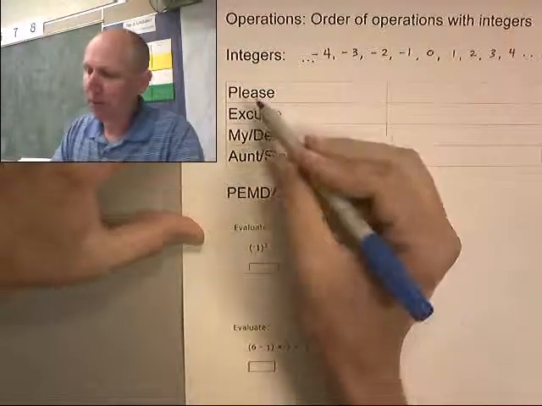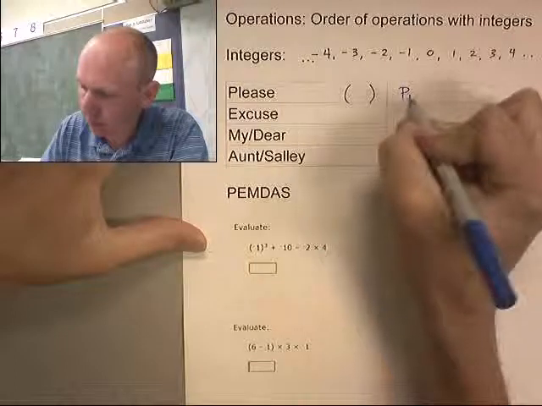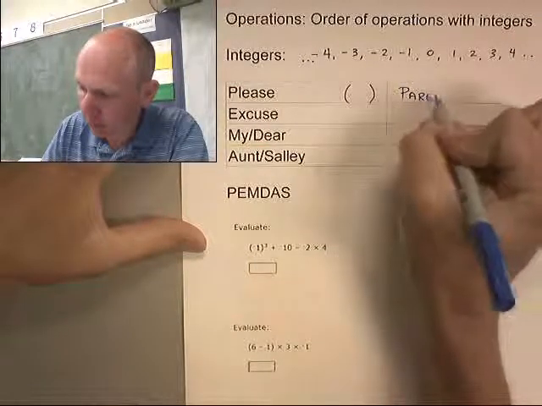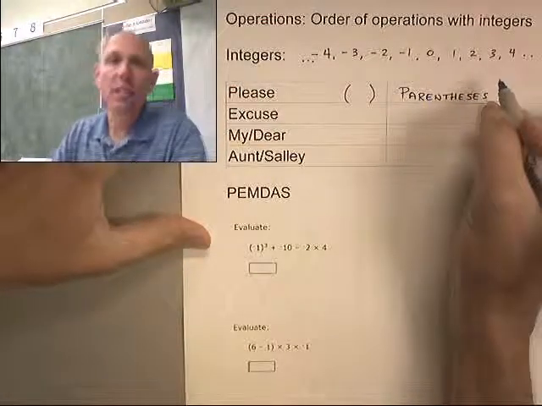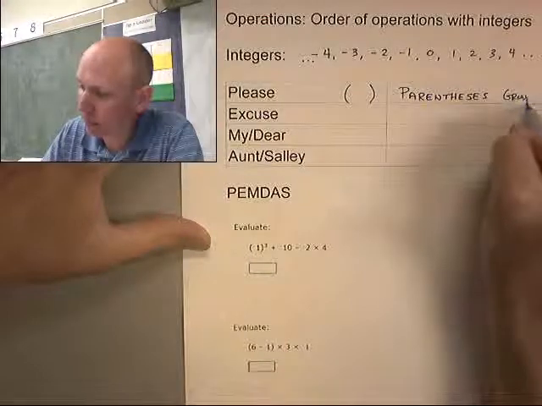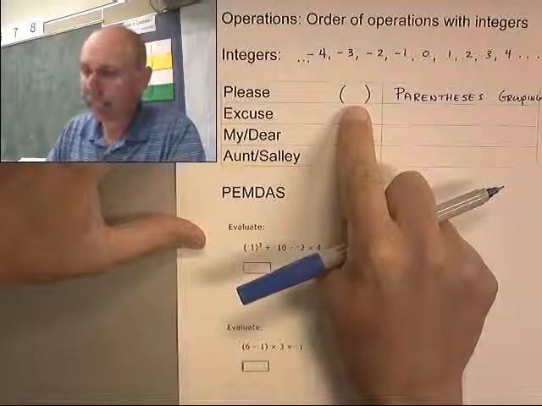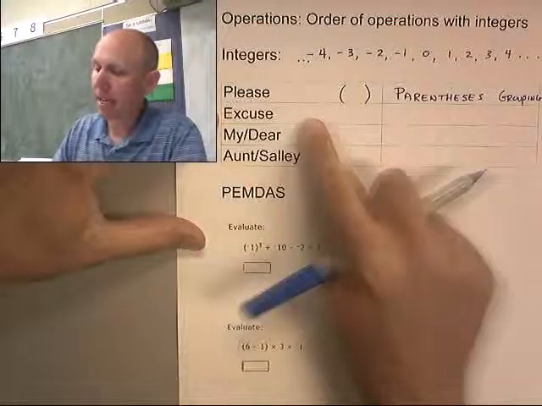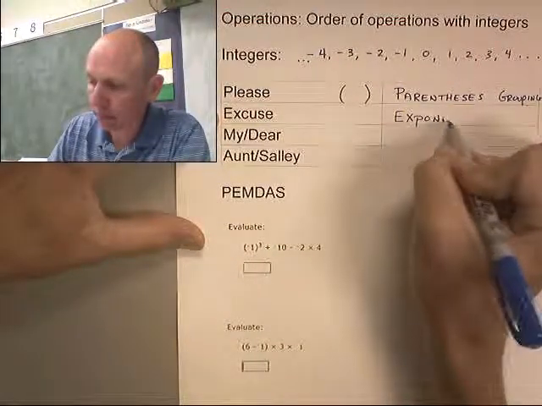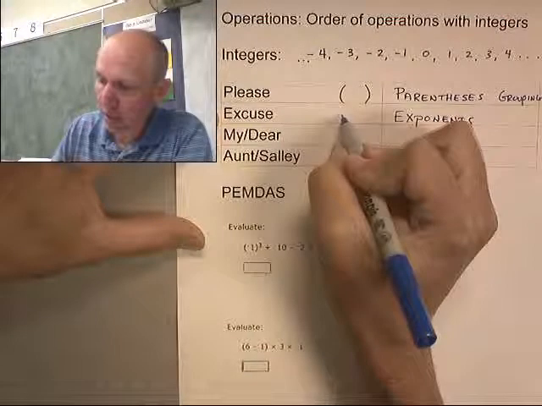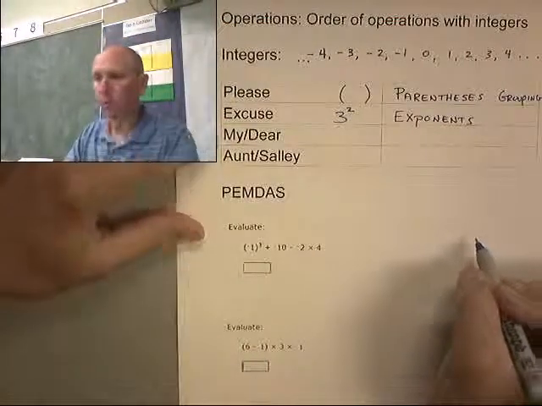Got please excuse my dear Aunt Sally. Please stands for parentheses, or any type of a grouping symbol. You always want to work inside the parentheses first and then start working outside. Excuse stands for exponents. Things like 3 squared. I would do that after I do parentheses.